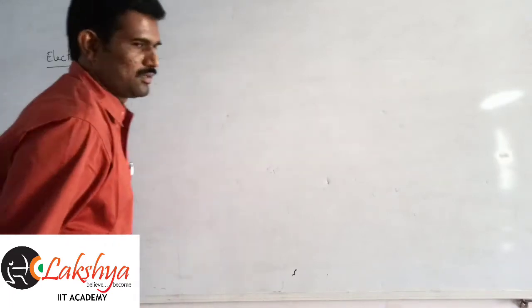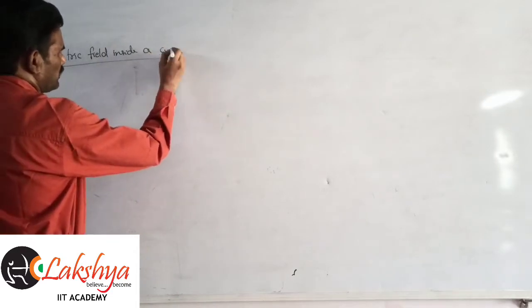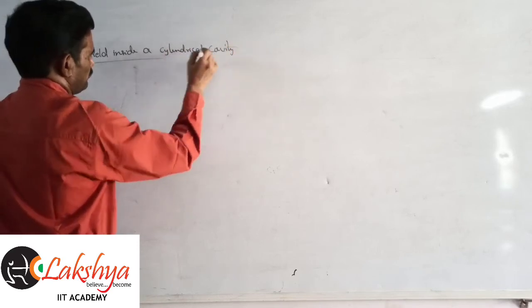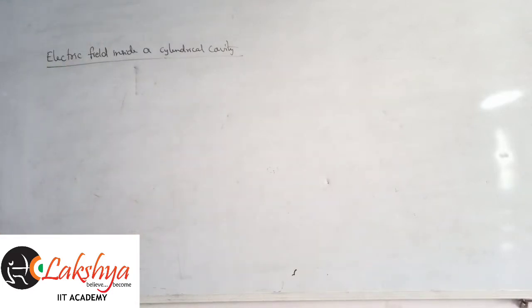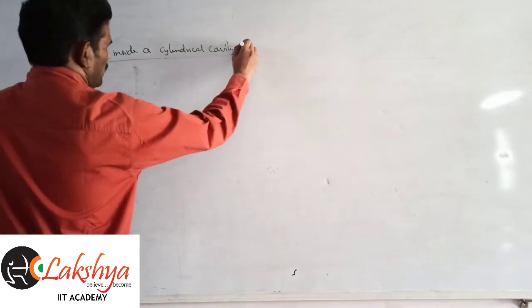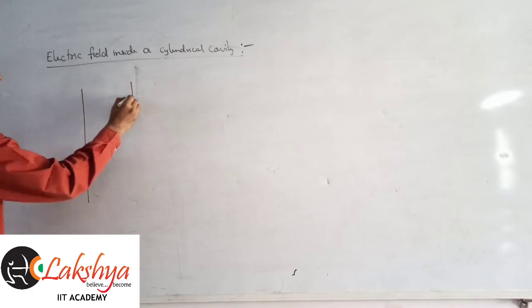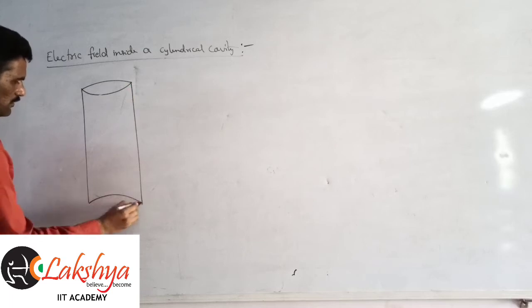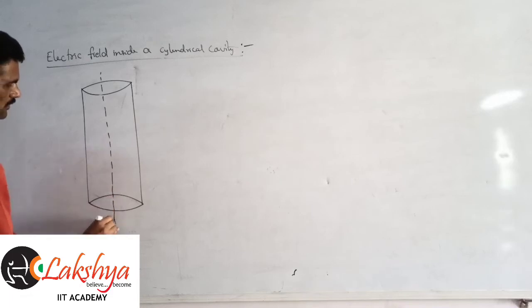So let us say this is the electric field inside a cylindrical cavity. We'll change the marker. Here I am taking the situation like this. This is a long cylinder. Suppose this is the axis of this cylinder and its radius is A.